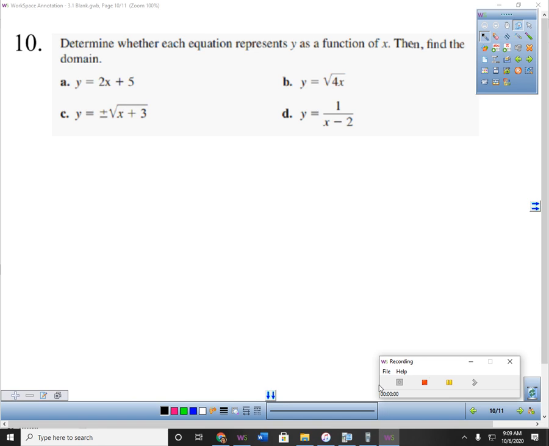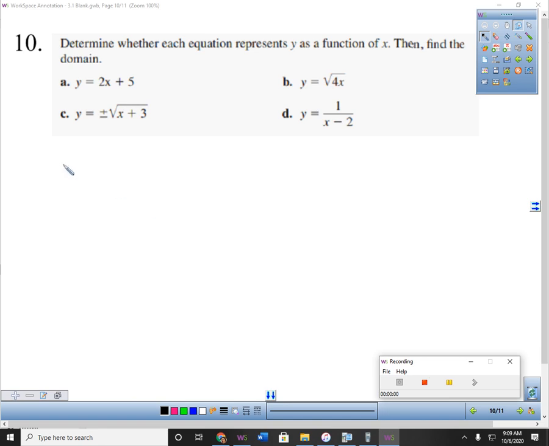All right, so we're going to determine whether each equation represents y as a function of x. So in other words, is it a function? And then we're going to find the domain. And remember, domain is all of the x values that are encompassed in your graph. Now, we've only done that when we've looked at it on a graph. And now we're going to do it when we're just looking at the equation.